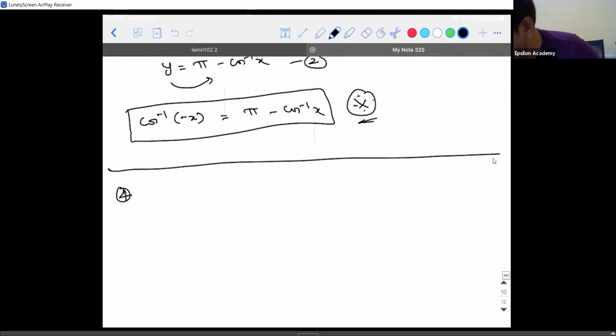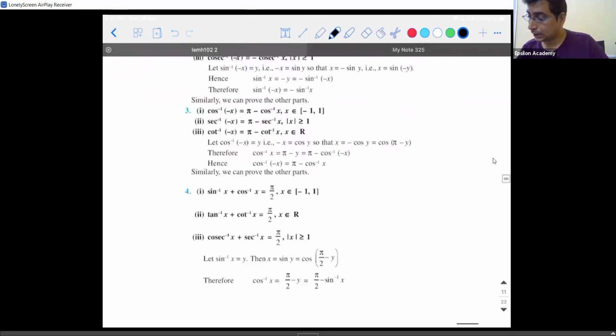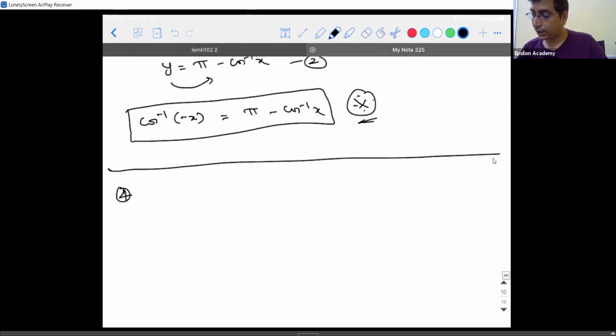What is the fourth one? It has something to do with sin inverse x plus cos inverse x. So the fourth property says something like this: sin inverse x plus cos inverse x is pi by 2. It's an interesting and an important one. For all values of x that belongs to, you tell me.